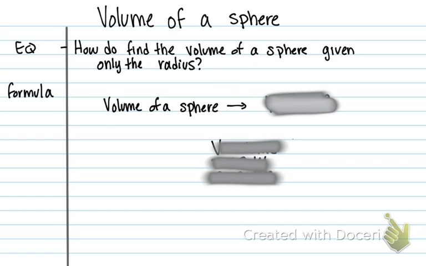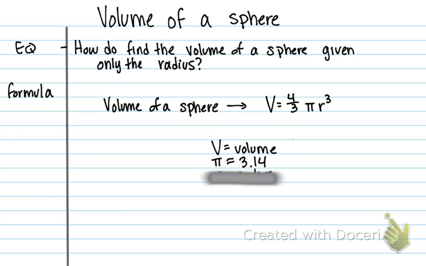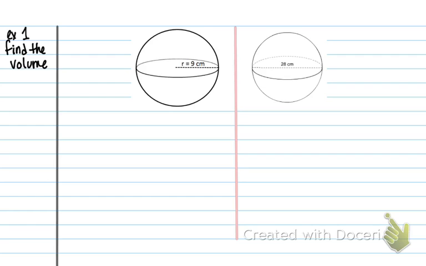The volume of a sphere is going to be different from the cylinder and the cone. It's going to be V equals 4 over 3 times pi times the radius cubed, where V is the volume, obviously. Pi is about 3.14, and the radius is r. Okay, so let's do a few questions to look at some spheres.